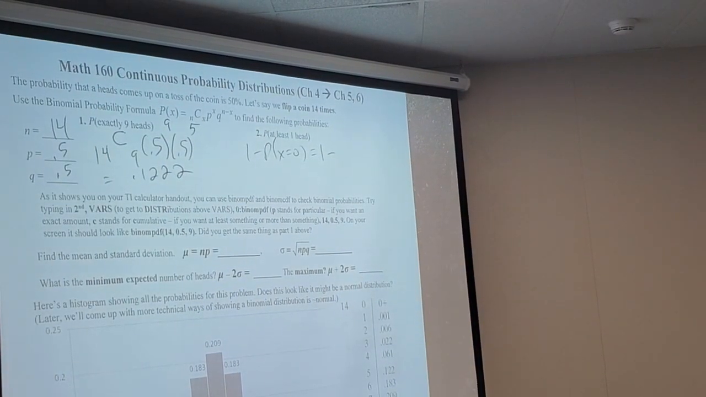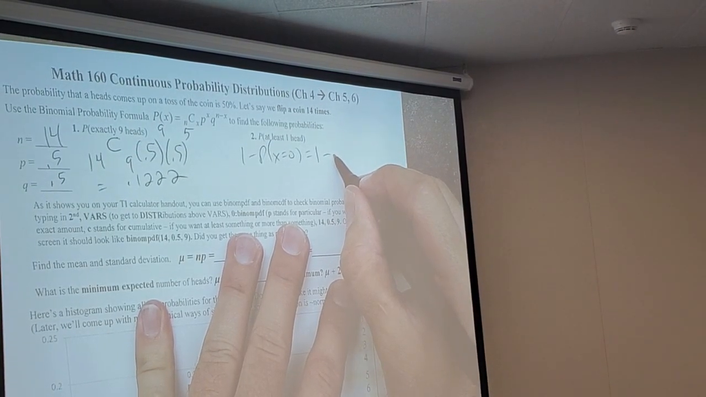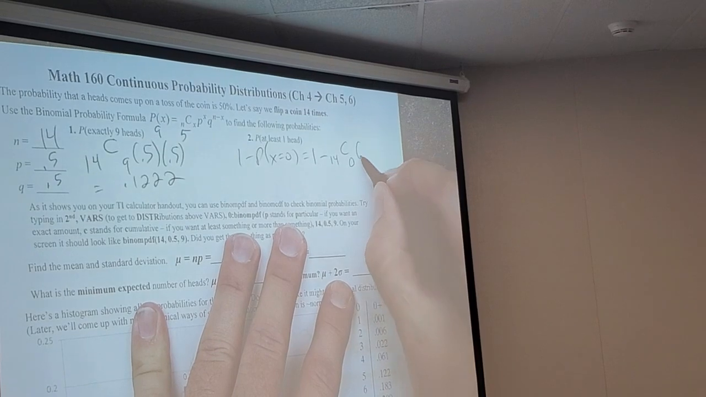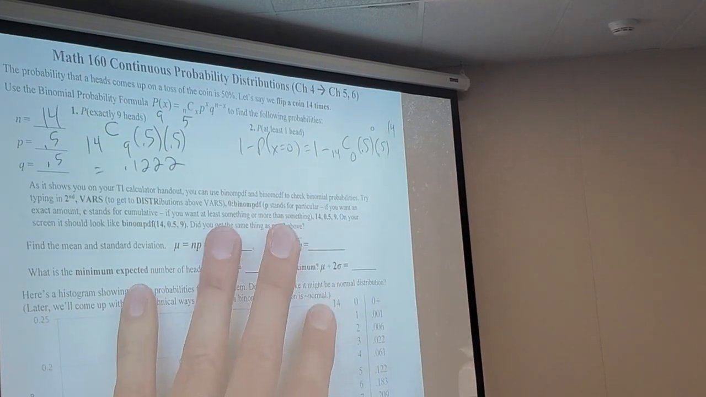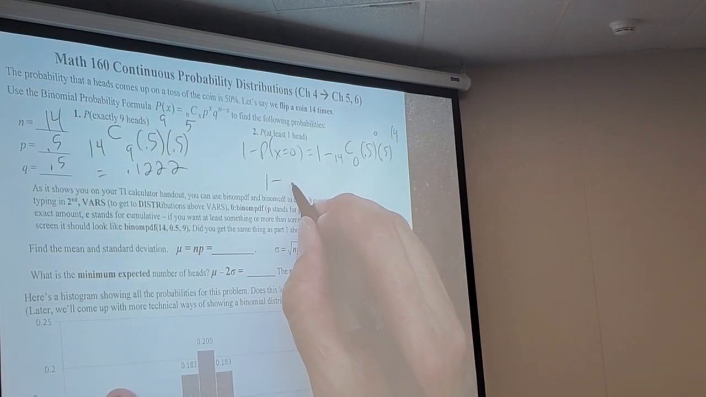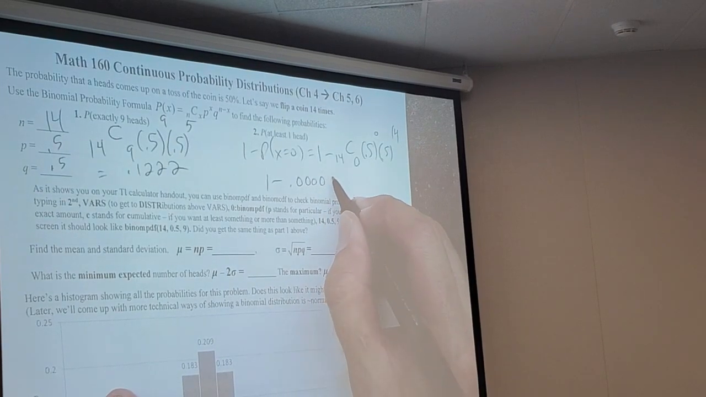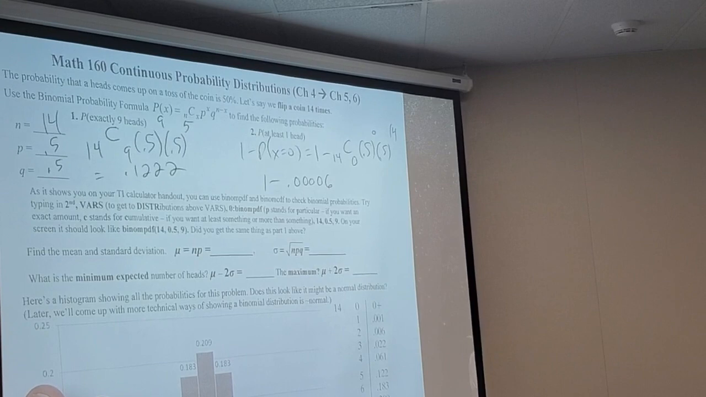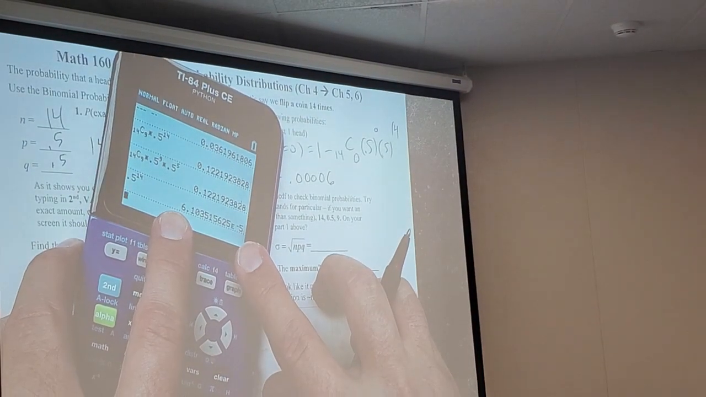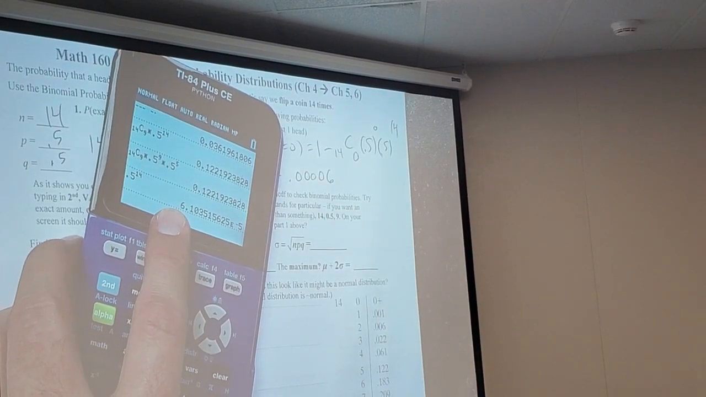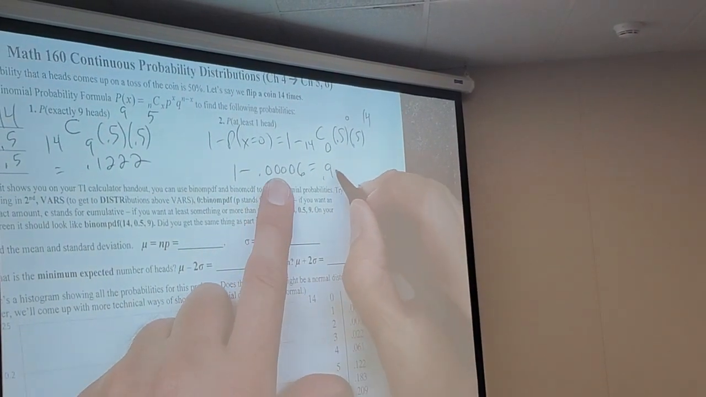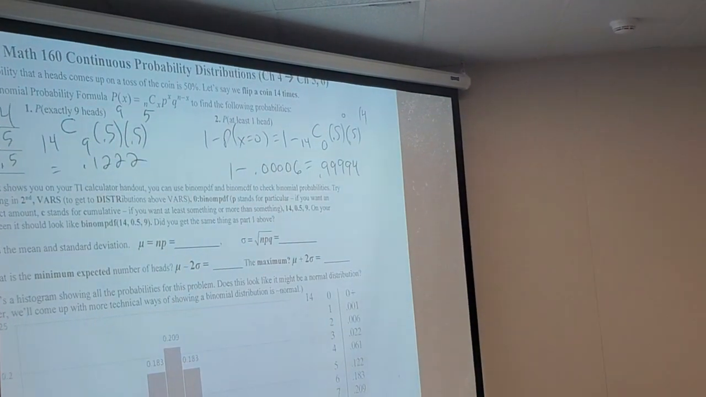And what's the formula for no successes? Zero? Okay. 14 choose 0, 0.5 to the 0, 0.5 to the 14. So you should get something that looks vaguely familiar. You're going to get 0.00006. E negative 5 means move the decimal back 5, so you move it once around the 6, and then 4 more times, so 4 zeros. So that'll be 0.99994.